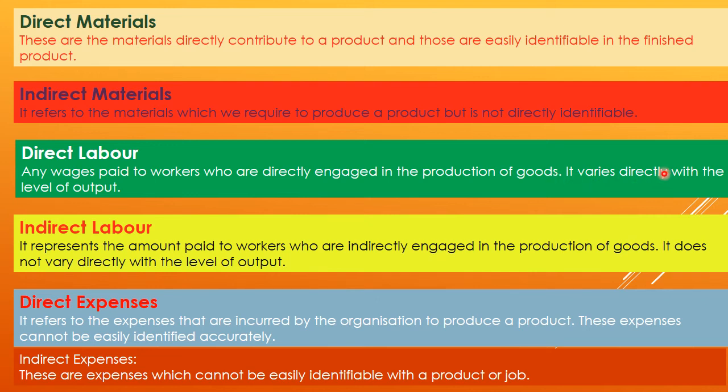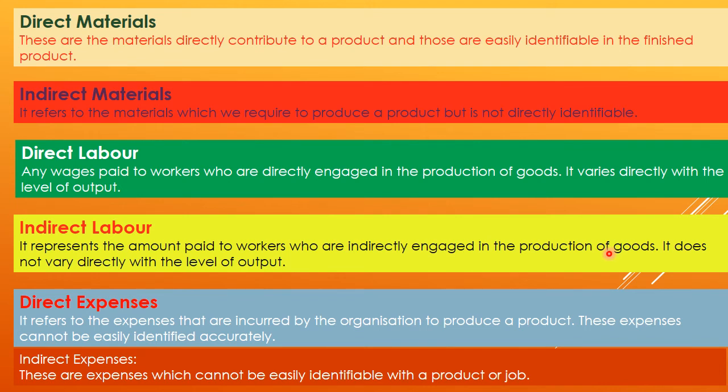Indirect labor is the amount paid to workers who are indirectly engaged in the production of goods. It does not vary directly with the level of output. Some workers will be helping in this production, but that is not easily identifiable, and it does not vary with the level of output also. Such type of labor is called the indirect labor.